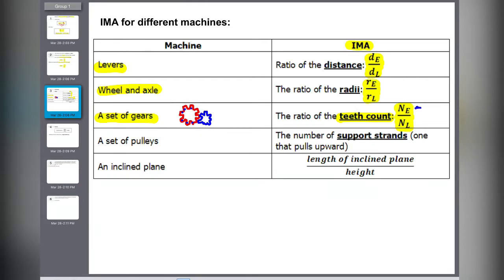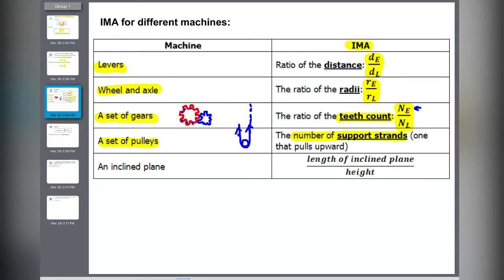Like, I'm actually counting how many teeth there are, and that's where these numbers came from. Pulleys are talking about the number of supporting strands, so basically any string that is pulling upwards. If I have a pulley and a string that I'm lifting upward like that, I actually have 2 strings that are pulling it upwards, right?